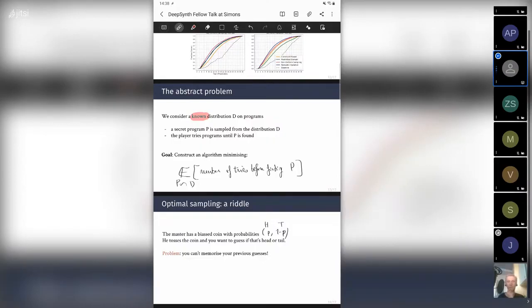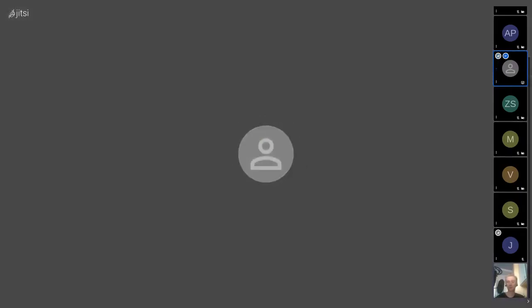So obviously, a naive strategy would just be, if P is more than half, then you start with head. And if it's not head, then it's tail. So you're just making two guesses. This is an enumeration strategy, and that's kind of obvious. Now imagine that you want to do sampling.